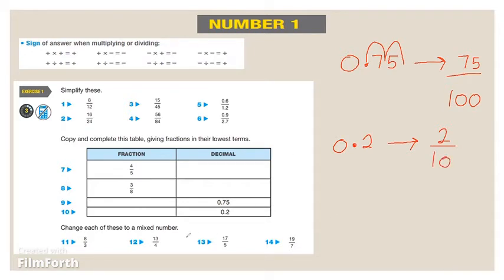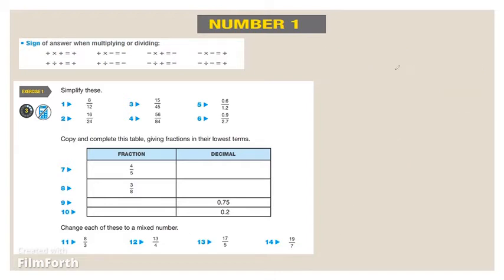And the next one, they say change each of these to a mixed number. Now, how do we call normally when you get a fraction? Imagine I have a fraction. This is my fraction, 5 out of 7. So I say it is a proper fraction. Why do we say it's a proper fraction? Because the denominator is larger than the numerator. When the denominator is larger than the numerator, we say they are proper fractions.